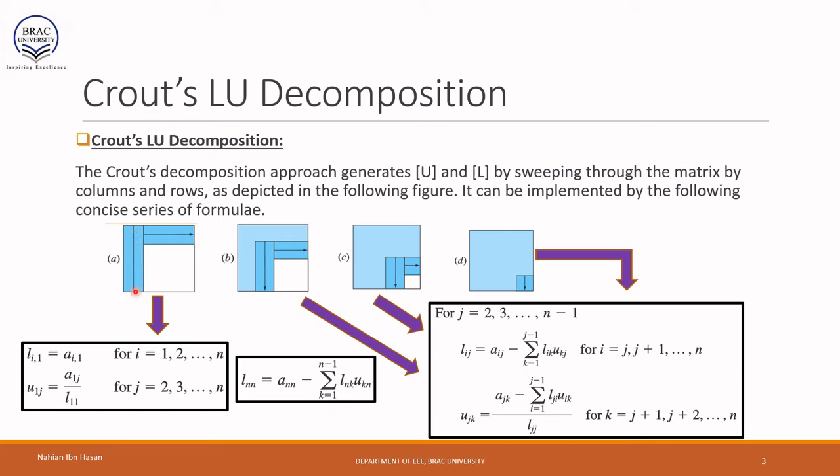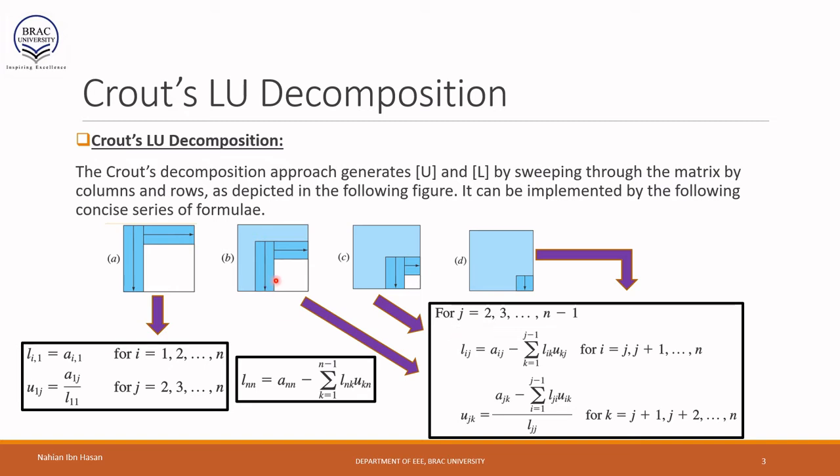So for example, in the first column we sweep through from row 1, row 2, row 3 to row n, and then we sweep through the columns. Since the first element of the first column has already been covered, we go from j equal to 2, 3, 4 up to n. We do not consider the j equal to 1 term because that has already been considered in the case of i equal to 1. So in this way we can determine how the row elements and the column elements of lower triangular and upper triangular matrices can be calculated.